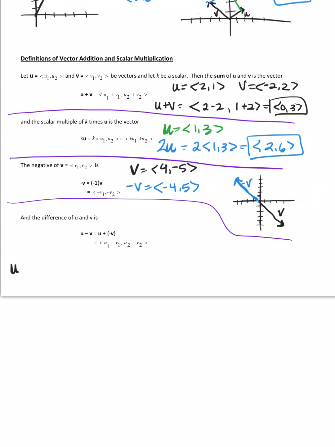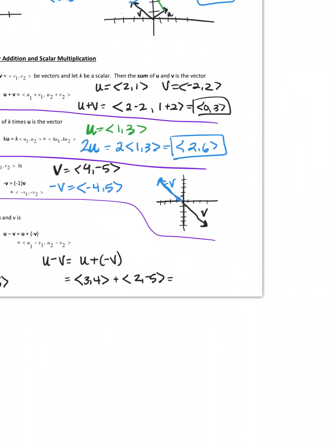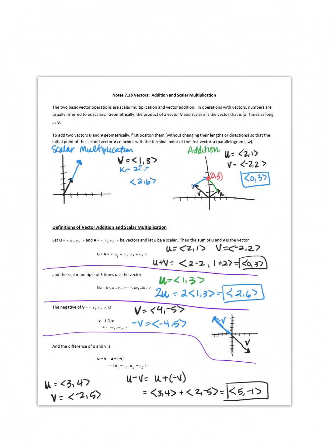Let's say vector u is 3, 4. Vector v is negative 2, 5. All right, if I want u minus v, that means u plus the negative of v. So here's what I would do. I would take u, 3, 4, plus the negative v, so I'm changing my signs, 2, negative 5. And that lands me at 5, negative 1. All right? And that's it. That's all there is to scalar multiplication and addition.